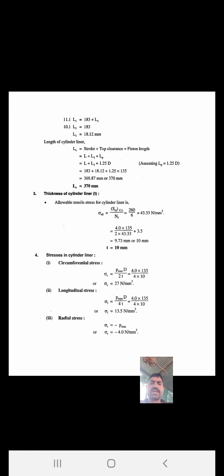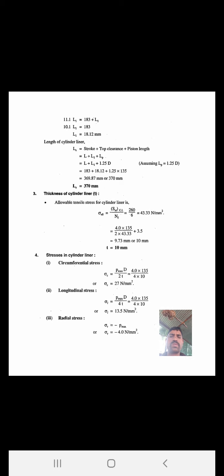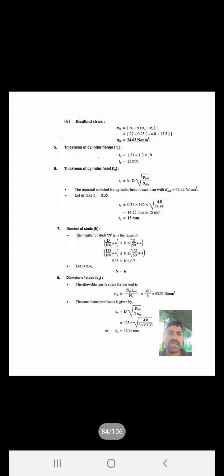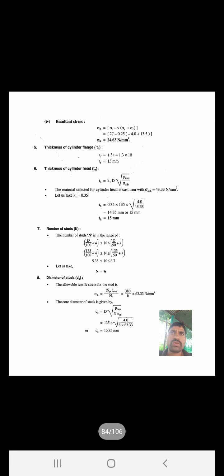And last is the radial stress. It is denoted by sigma r. There is a relation: sigma r is equal to minus P max. Sigma r is equal to minus 4 Newton per mm square. You will get these values as the stresses in the cylinder liner. Then next, the fourth stress we have seen, the resultant stress. How to calculate the resultant stress?